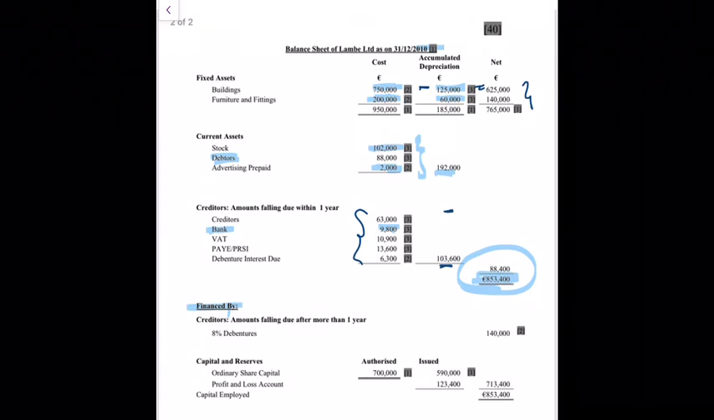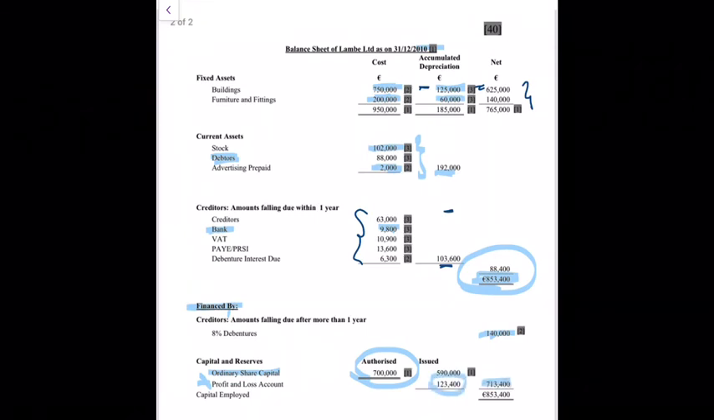Next is my financed by section. We've calculated up here that the business is worth 853,400 euro. Now we're trying to find out, well, where did the business get their money from? How have they financed a business of this value? Well, the first thing is your creditors amounts falling due after more than 1 year. We've got a loan, 8% debenture of 140,000 euro. Then you have your capital and reserves. The first thing going in there is your ordinary share capital. You're showing you're authorised, but you're only carrying forward your issued. So your authorised is 700,000 euro worth of shares, and your issued is 590,000 euro.